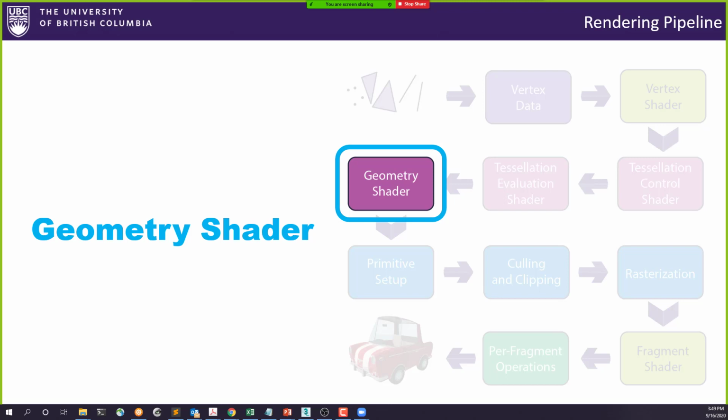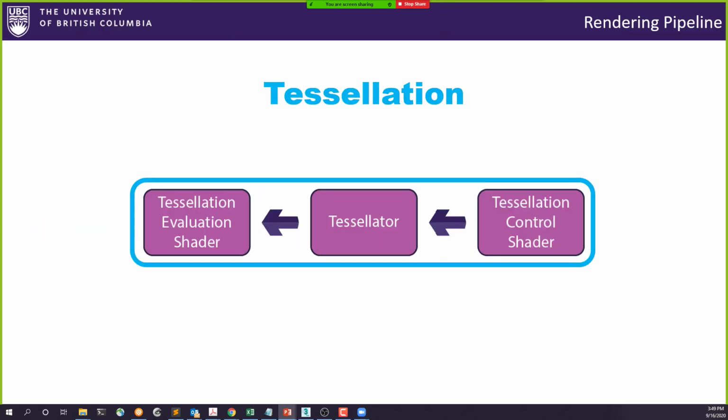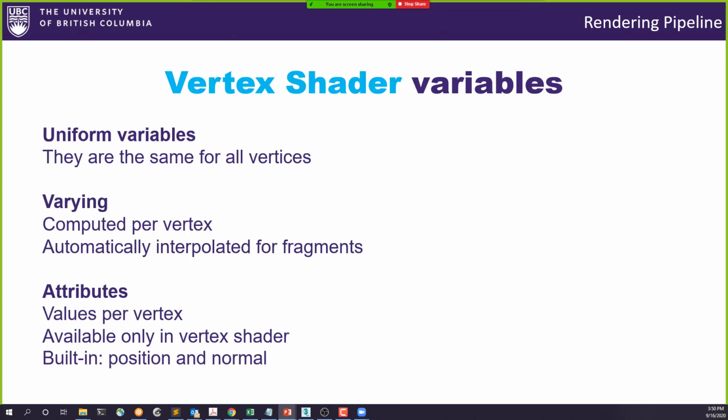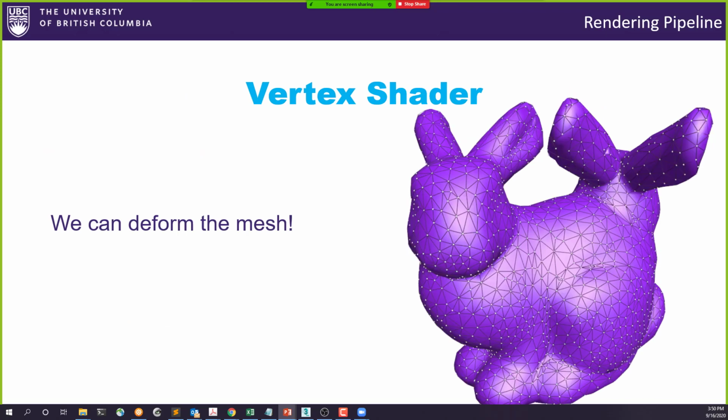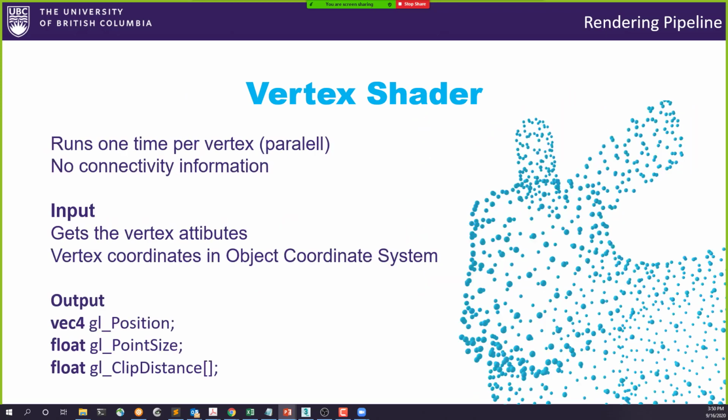What is GL position again? GL position is one of the output variables from the vertex shader. If I come back a little bit, the vertex shader has three possible outputs: GL position, GL point size, and GL clip distance. The main one is GL position. It's the position of those vertices in screen space.